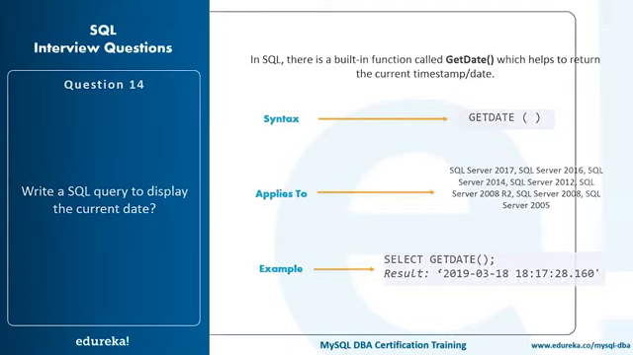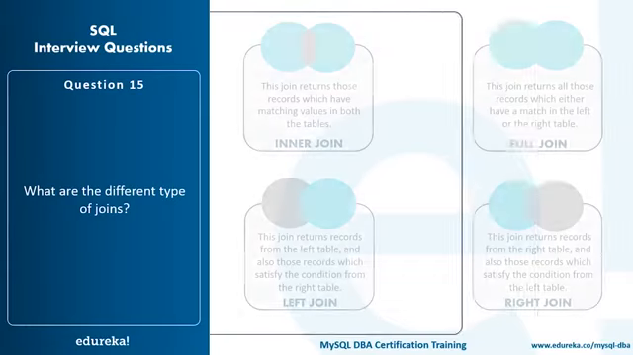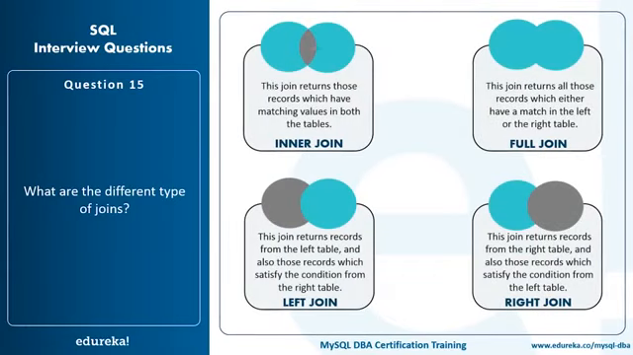Now, moving forward to the next question, that is, what are the different types of joins? As I mentioned before, there are mainly 4 types of joins that you need to talk about: the inner join, the full join, the left join, and the right join. The inner join returns those records which have matching values in both the tables. Consider 2 tables, table A and table B. When you apply the inner join on both of these tables, the output would be all those records which have matching values in both table A and table B.